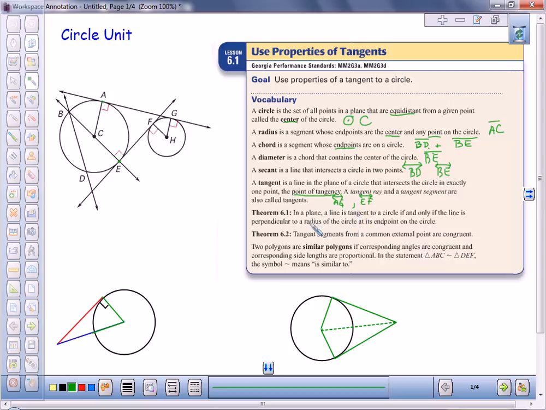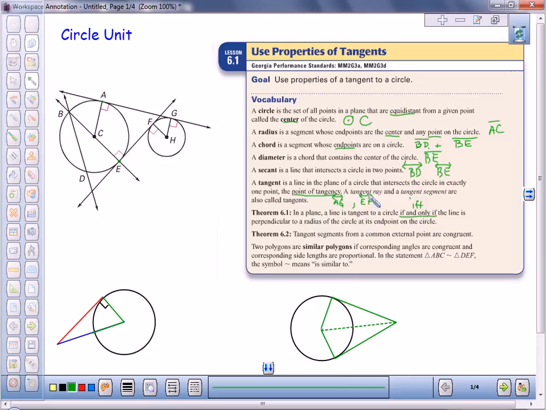Theorem 6.1, and we don't have to memorize the Theorem 6.1 part, but it says that in a plane, a line is tangent to the circle if and only if, IFF, what is that telling us? Biconditional. If and only if the line is perpendicular to the radius at the endpoint on the circle. So, since it's if and only if, we could also say the line is perpendicular to a radius at its endpoint on the circle if and only if it's tangent.